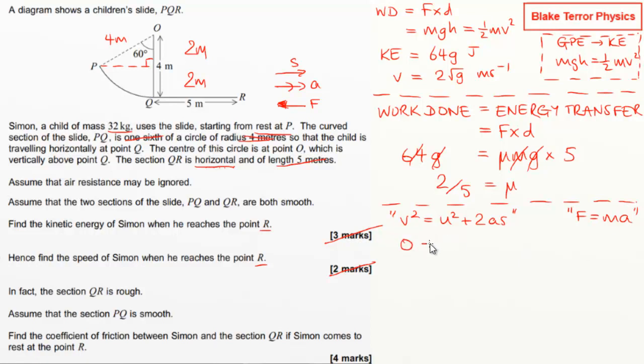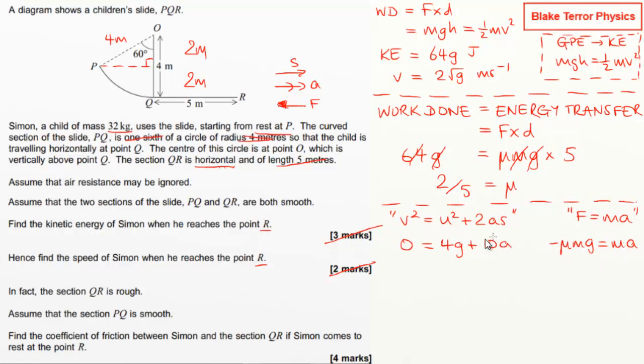So filling this in, we've got 0 is equal to u squared, which is 4g, plus 2as. We've got a and s as being positive, at least in my picture. a will end up being negative, but at the moment we've got it drawn that way. So we're going to have 10a. Going to our Newton's second law, we're going to have friction, which is negative, which is our mu R, so our minus mu mg is equal to ma. So a is minus mu g.